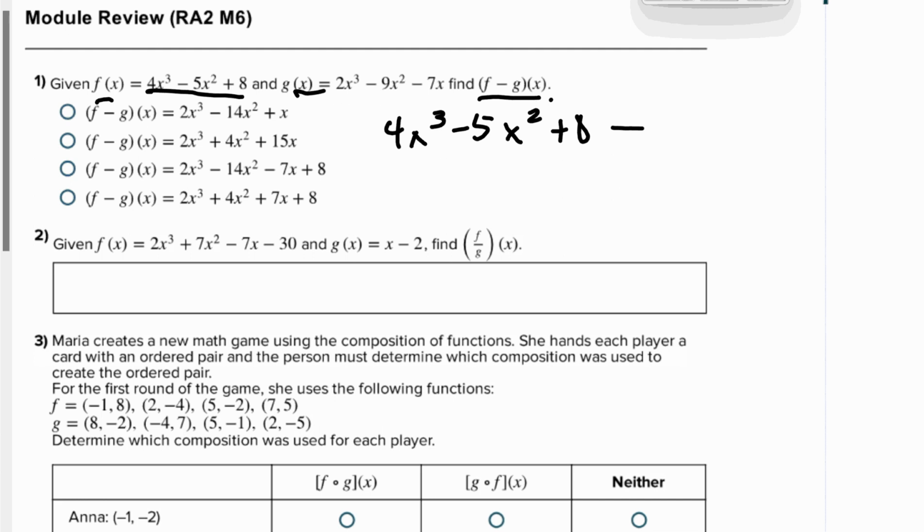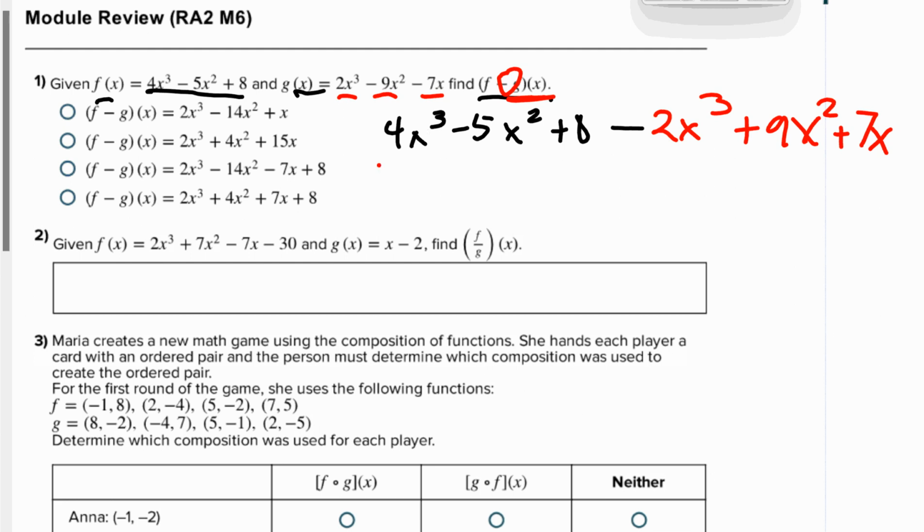So the opposite of 2x cubed is negative 2x cubed. The opposite of negative 9x squared becomes a positive 9x squared. And the opposite of negative 7x is a positive 7x. So you have to make sure you distribute that negative to all of the equation that follows.